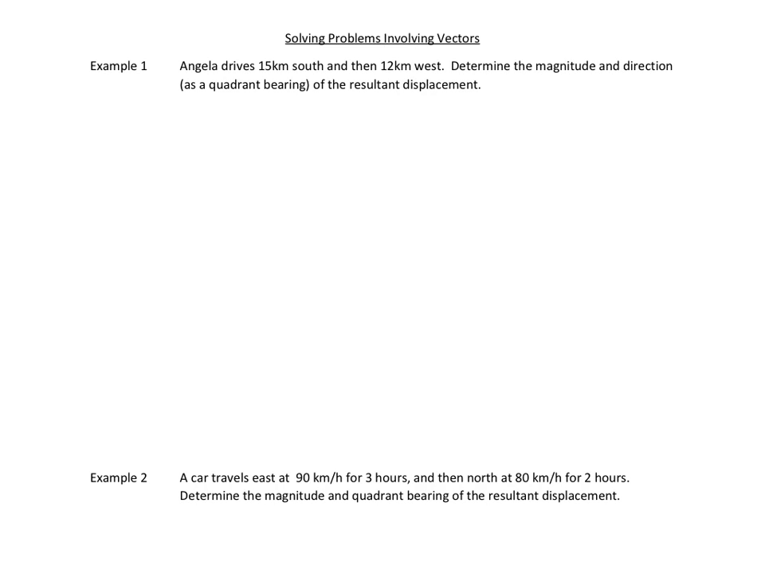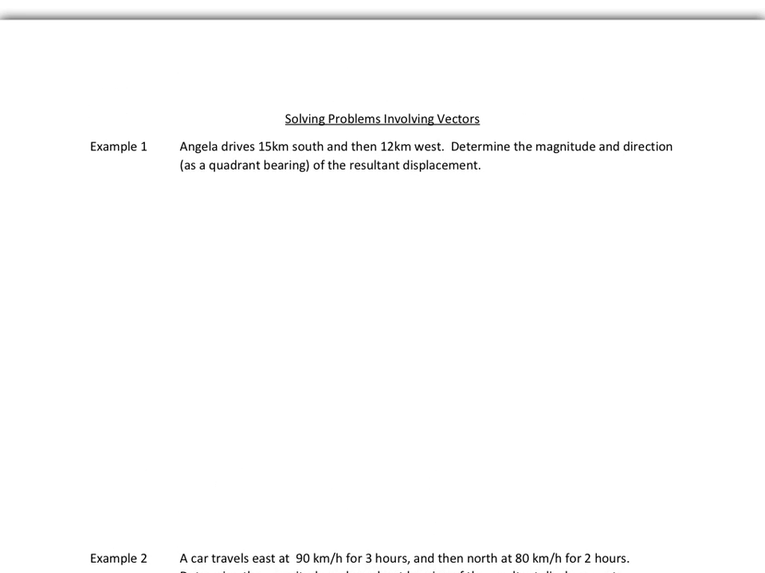In this lesson, we're going to apply what we've learned so far about vectors to solve a few different word problems. So the first problem says, Angela drives 15 kilometers south and then 12 kilometers west. Determine the magnitude and direction as a quadrant bearing of the resultant displacement. So let's draw a picture of her trip here.